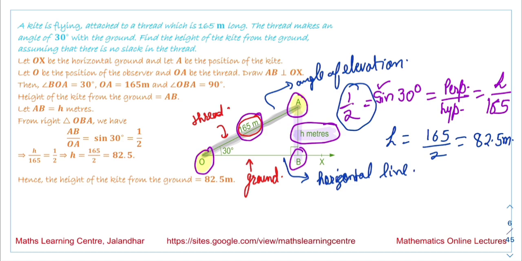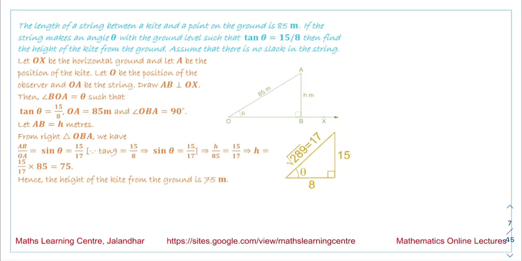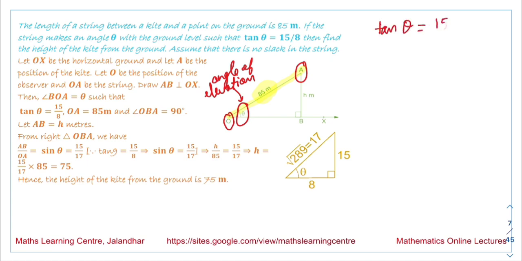Next, the length of a string between a kite and a point on the ground is 85 meters. Now in this it is given that this length OA is 85 meters. This is the point on the ground, and this is the kite. If the string makes an angle theta, this angle of elevation, with the ground, and its value is such that tan theta is equal to 15 by 8, then find the height of the kite from the ground.